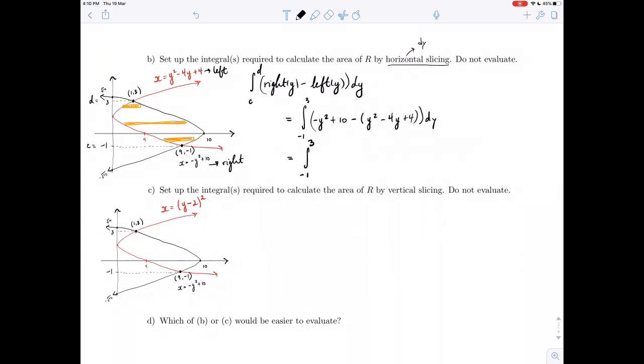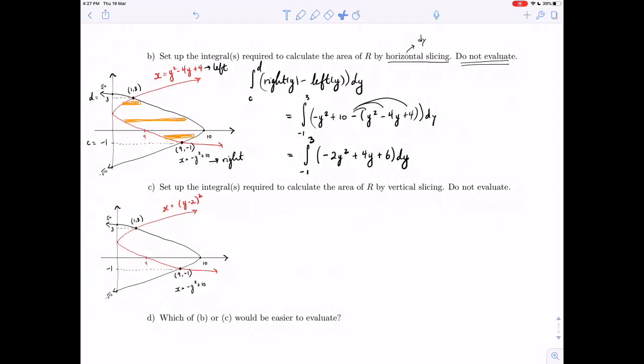So if we multiply this negative sign through into the parentheses, we're going to get minus 2y squared plus 4y, and 10 minus 4 is going to give us plus 6 dy. And since the question says do not evaluate, we'll leave our answer there. Going on then to part C. Set up the integral or integrals required to calculate the area of R by vertical slicing.